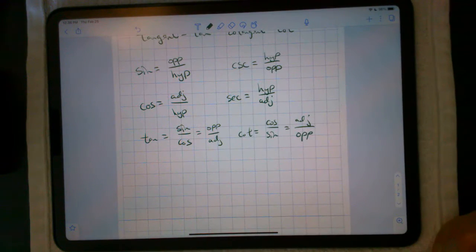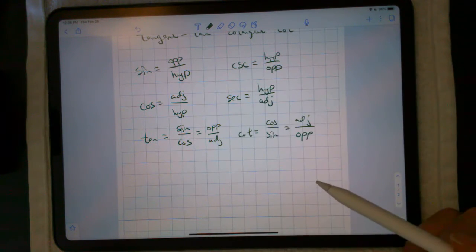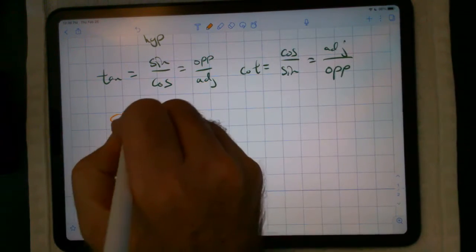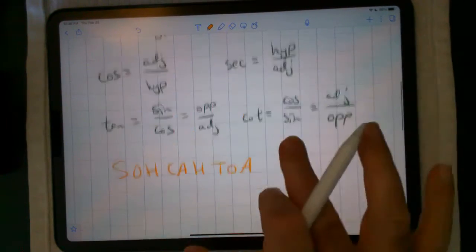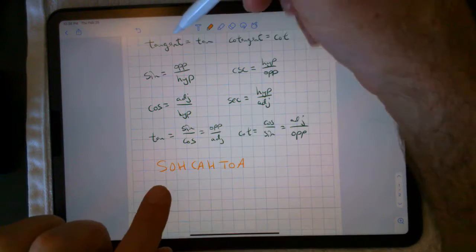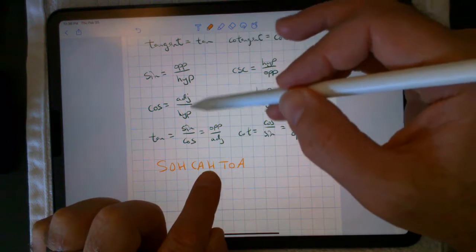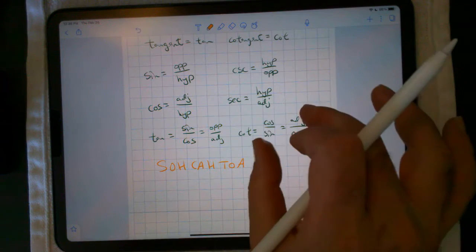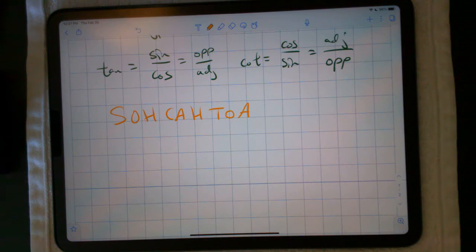One way that you can memorize this relationship is by use of SOHCAHTOA. That's sine is opposite over hypotenuse, cosine is adjacent over hypotenuse, tangent is opposite over adjacent. SOHCAHTOA is a great acronym to hopefully help you remember how these work.